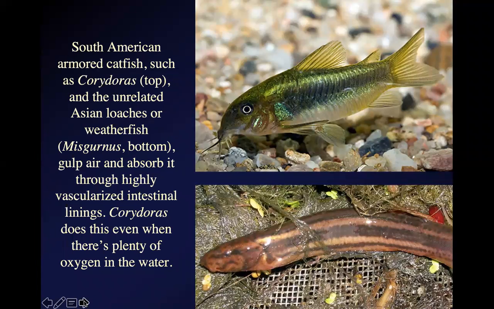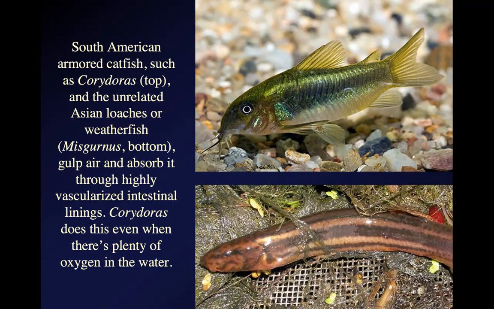At the other end of the digestive tract, over on the left, that's a South American armored catfish in the genus Corydoras. These are popular as cleaner fish in freshwater aquariums. I kept a tank when I was a kid, and we always used to have a Corydoras.